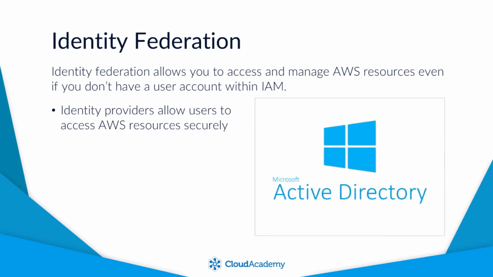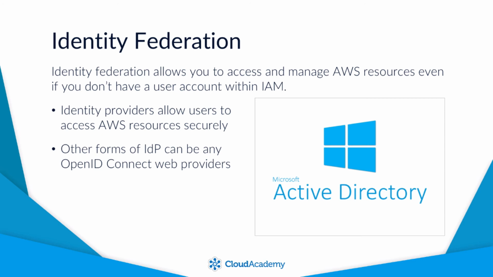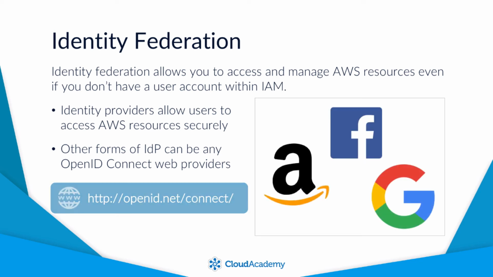An example of an identity provider can be your own corporate Microsoft Active Directory. Federated access would then allow the users within it to access AWS. Other forms of identity providers can be any OpenID Connect (OIDC) web provider. Common examples of these are Facebook, Google, and Amazon. If you want to understand more about OpenID Connect, please see the following link.